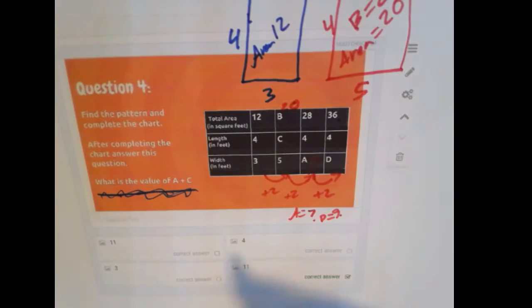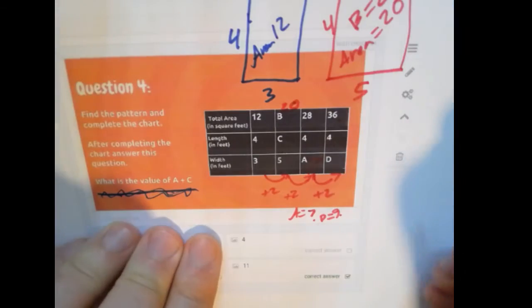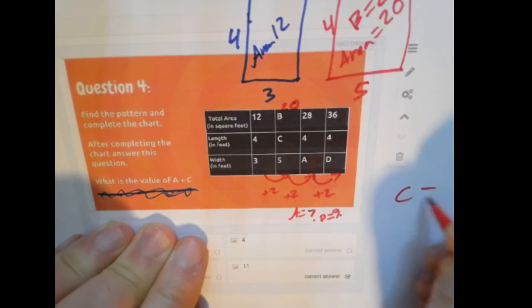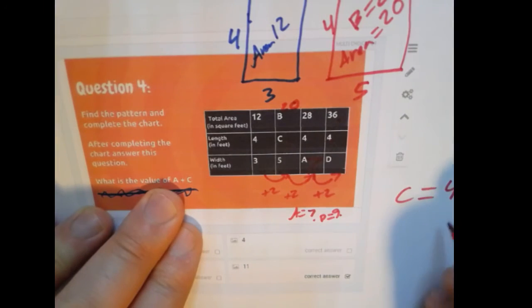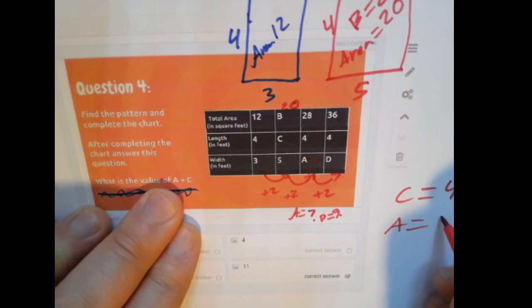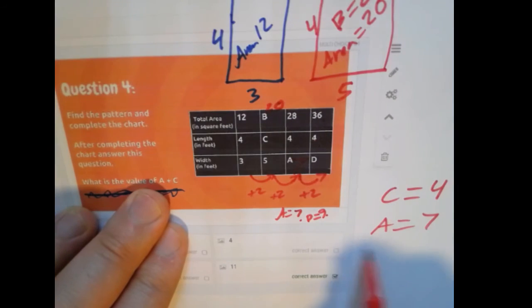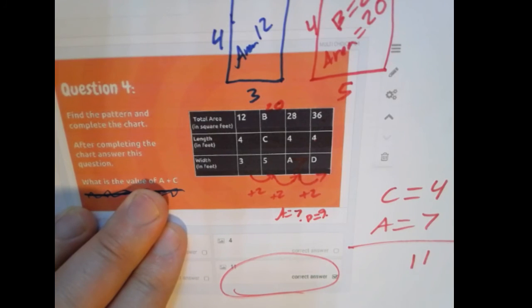Now before we get tempted to put 3 or 4 or 11, which of these would be the correct answer? We really want to know what A plus C is. We found C to be 4 and A to be 7. So they're really asking us to add those together to get 11. And there we have it.